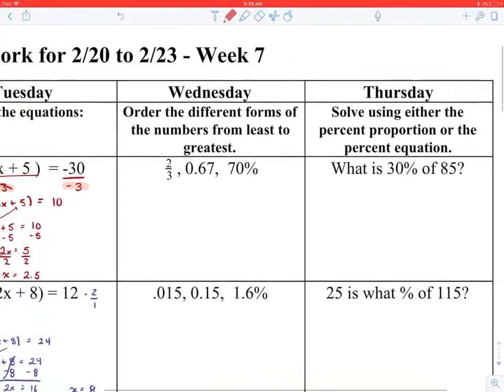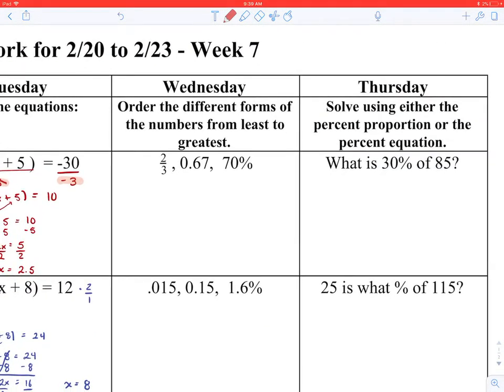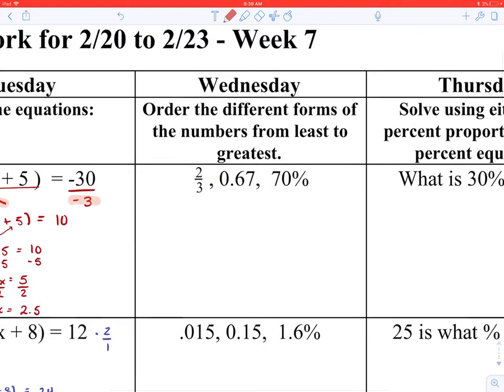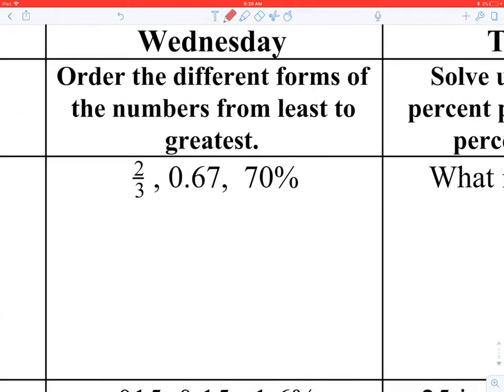On Wednesday's column for the Week 7 homework, we were asked to order the different forms of the numbers from least to greatest. So we were given three numbers and we were expected to be able to order them from least to greatest. But as you can see, these three numbers here are all in different forms. One is a fraction, the other is a decimal, and then the other is a percent.